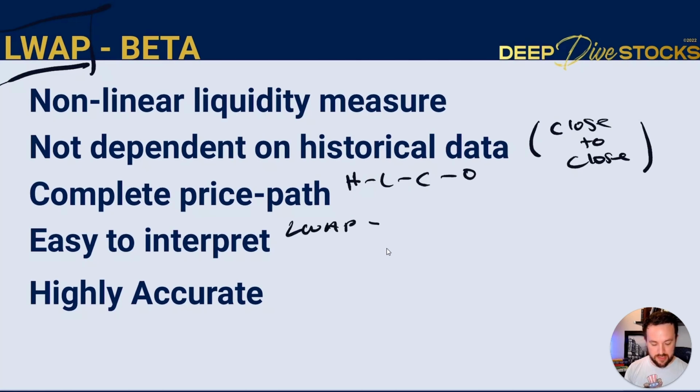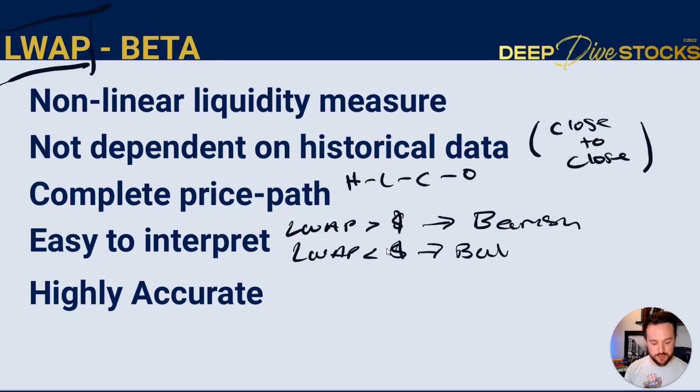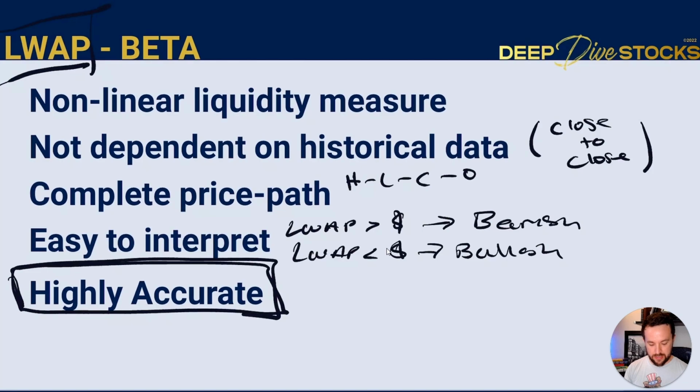So if LWAP is above the stock's price, this is bearish. If LWAP is below the stock's price, this is bullish. And it turns out, and the reason why I'm being a stickler and keeping it within the deep dive stocks community is that it is incredibly accurate.